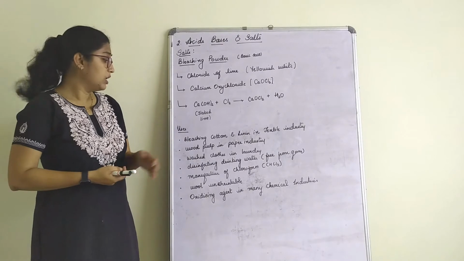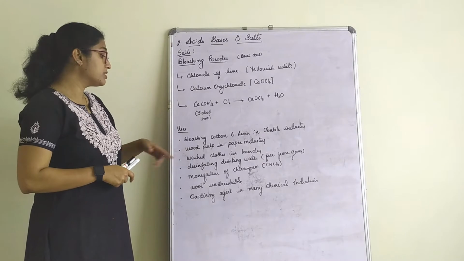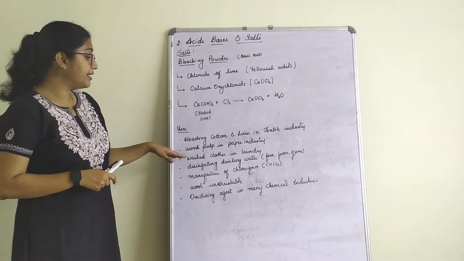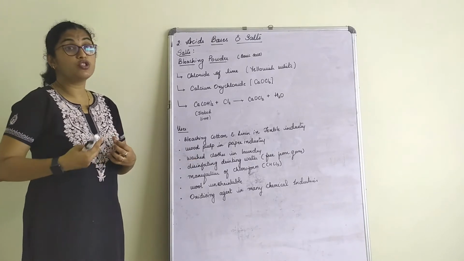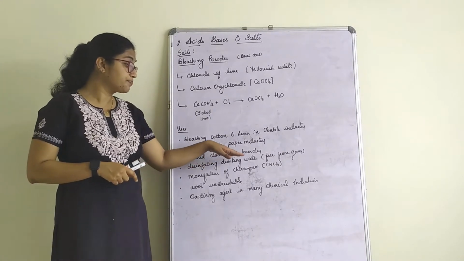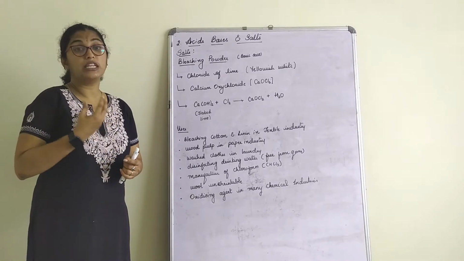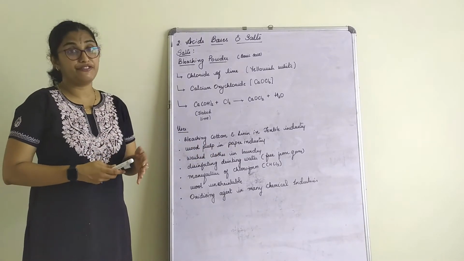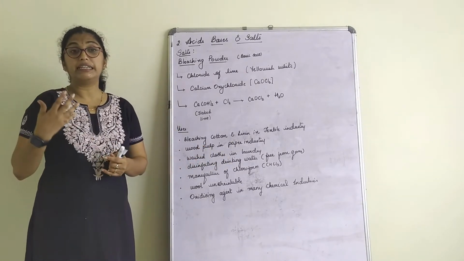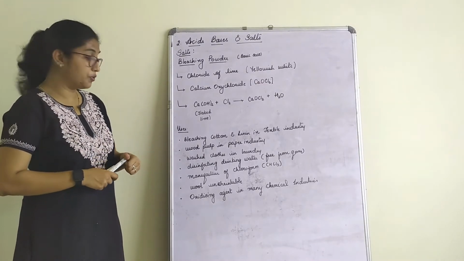What are the uses? It is used in bleaching cotton and linen in the textile industry, and in making wood pulp in the paper industry. It is used on washed clothes in the laundry. It is used for disinfecting drinking water so that it can be free from germs, right? Now, how do we know the presence of bleaching powder in water? It has a very sharp, strong smell of chlorine.